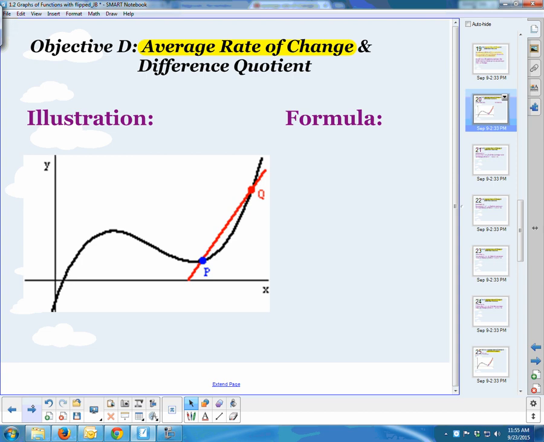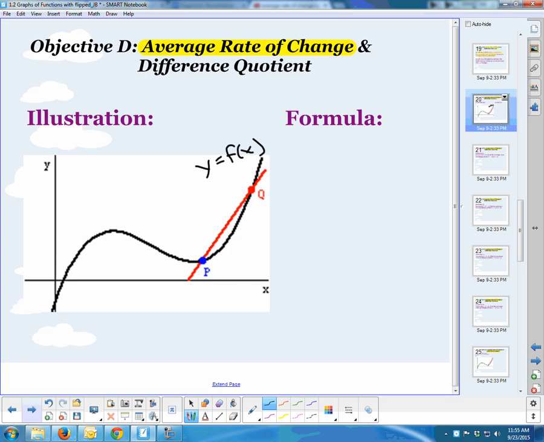So if we talk about average rate of change, we're talking about, once again, how the independent variable and the dependent variable interact with each other. If I have some function f, so the black curved line, what I have is going to be the graph of some function f. So we represent that as y equals f of x, the graph of f of x.